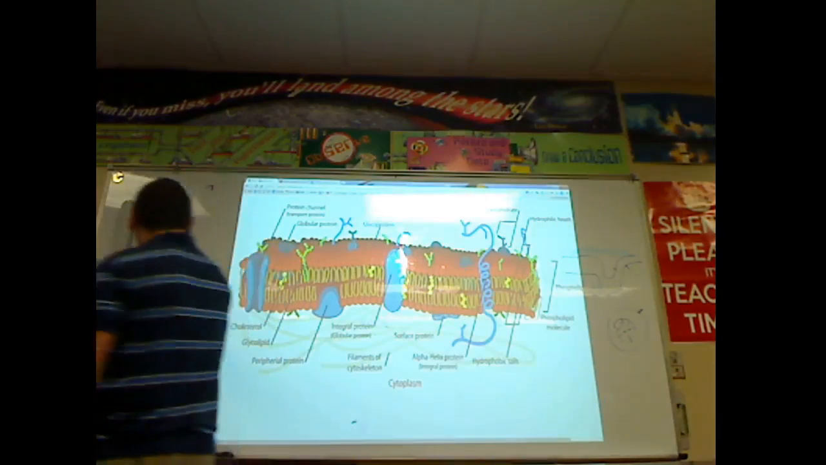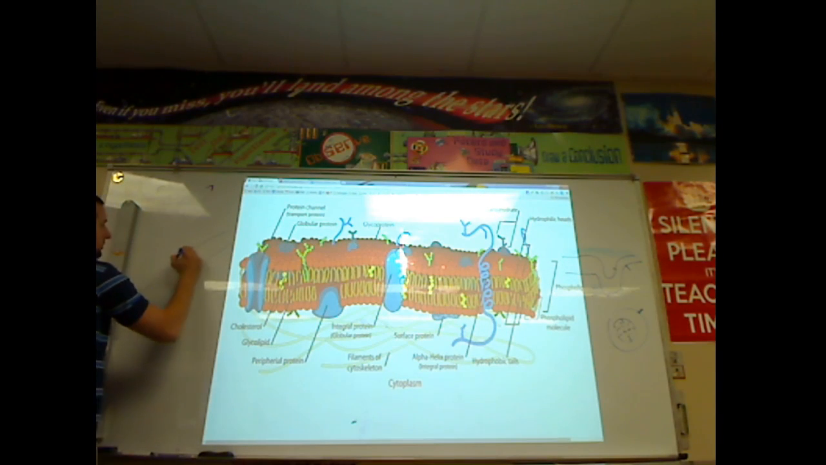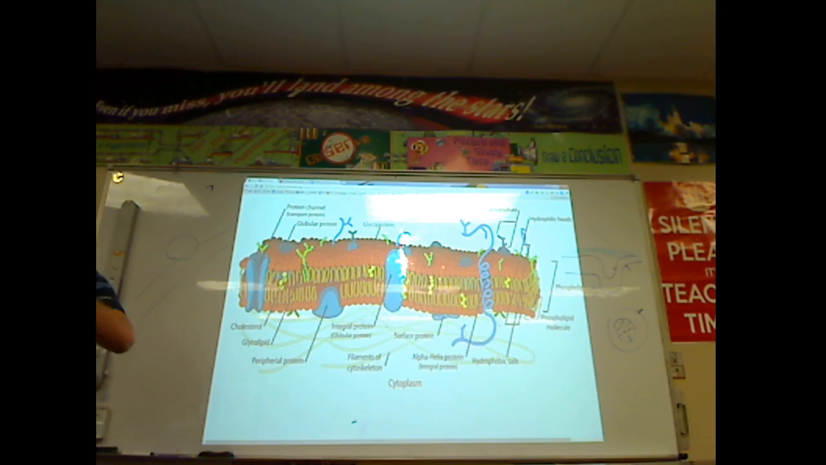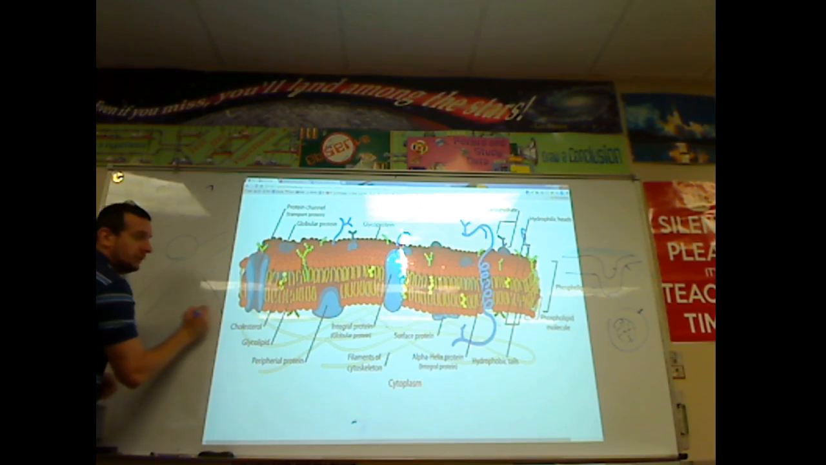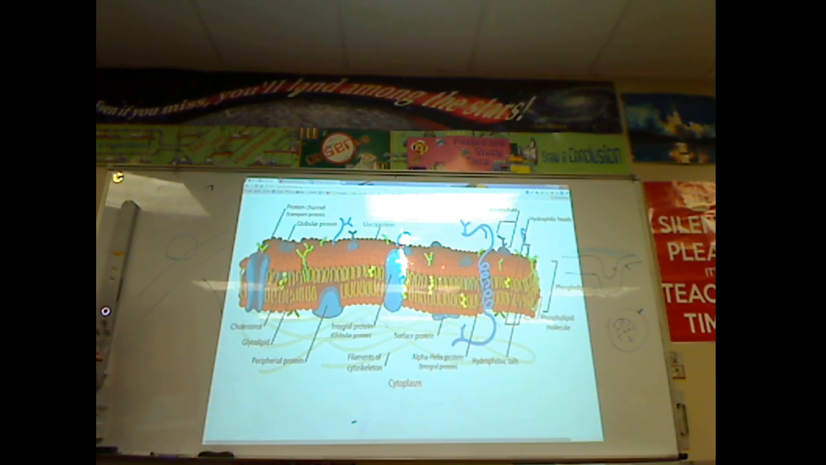If you're looking at the rough ER, you have these little ribosomes that attach to the surface, and it's making the protein. But this protein happens to be in the pancreas cell, and it happens to be insulin. Well, what does the ribosome have to do? It's got to make sure the protein goes where? Inside the lumen of the rough ER. Why? Because inside the rough ER it will eventually be modified and it will stay on the inside.